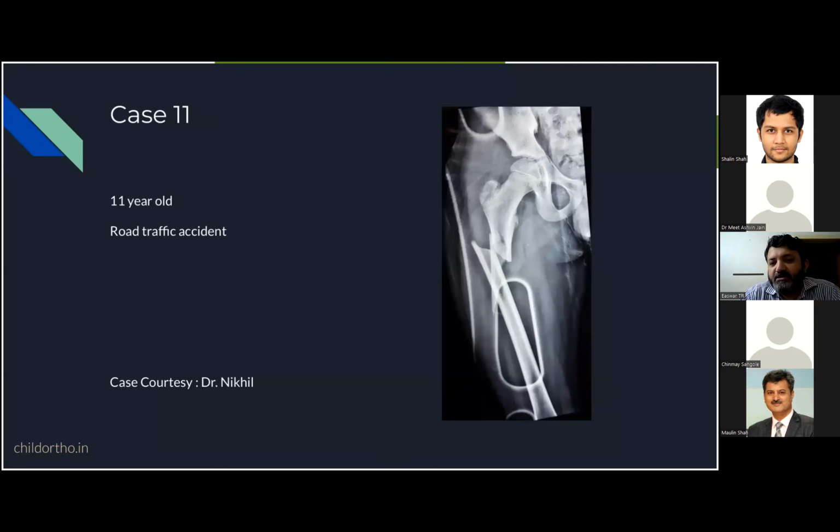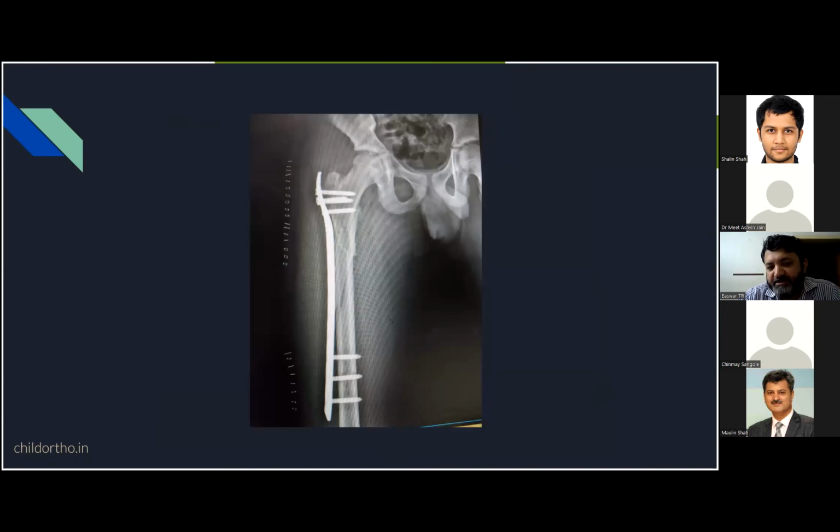So the other option we have is a submuscular plating. So the submuscular plating, you can do it in a so-called minimally invasive way. We can introduce it submuscularly. We can afford to stay off the bone and then just fix the two ends and have a large working length in between. These fractures generally do very well.